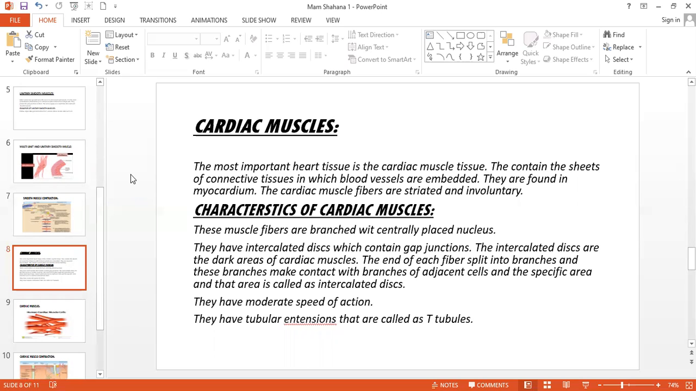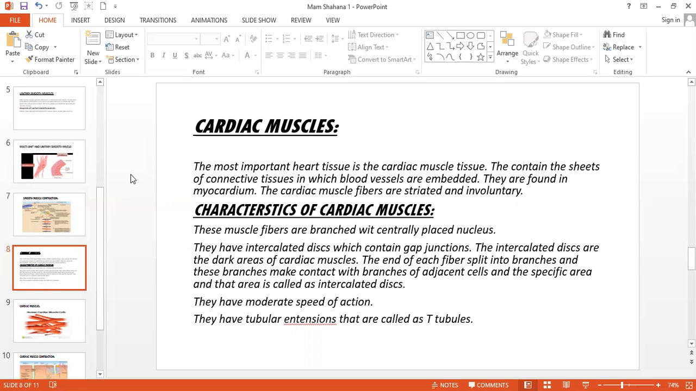The most important tissue in the heart is the cardiac muscle tissue. It contains sheets of connective tissue in which the blood vessels are embedded. It is found in the myocardium. The cardiac muscle fibers are striated and involuntary. The characteristics of the cardiac muscles: these muscle fibers are branched with a centrally placed nucleus.